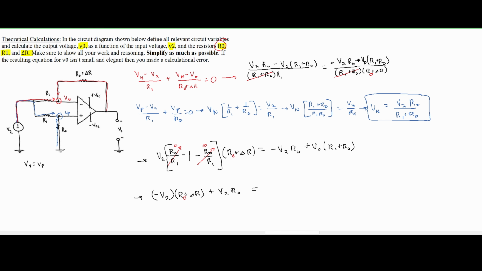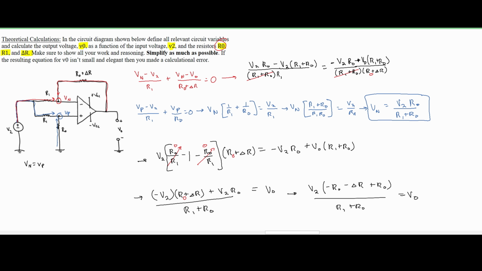So this is going to be equal to a V0. We've brought this over to the left side. That's what this is. And then we're going to divide both sides by this part. So we are going to have this all over our R1 plus our R0. Now, we can combine the numerator together. We have a, and actually let's factor in this negative real quick. We have a V2 minus our R0 minus our delta R, and then we'll factor out the V2, so we'll have a plus R0. And then this is over our R1 plus R0, and this is equal to V0.